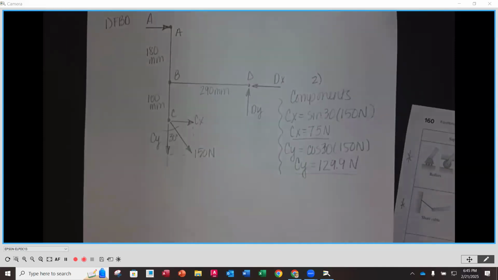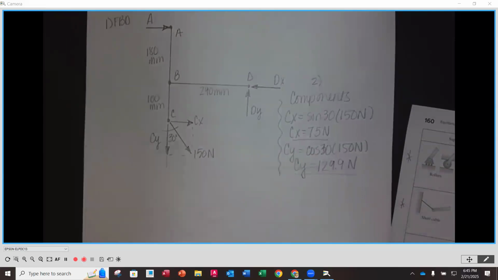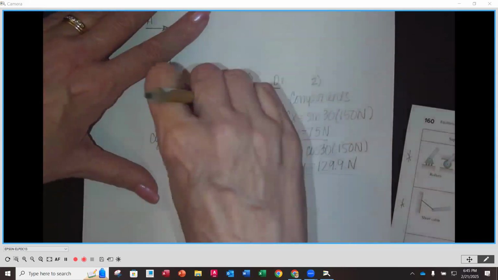So our step number 3, oops, is that 290 millimeters? Yeah, oh, look at that. Thank you, Tim. That paper is a little shiny. Yeah, 280. Thank you.